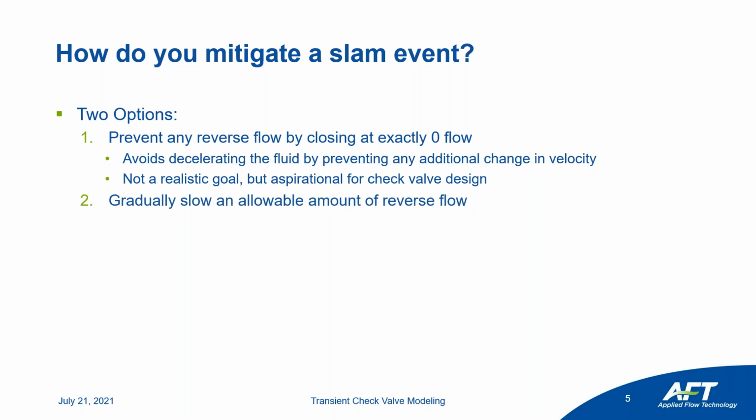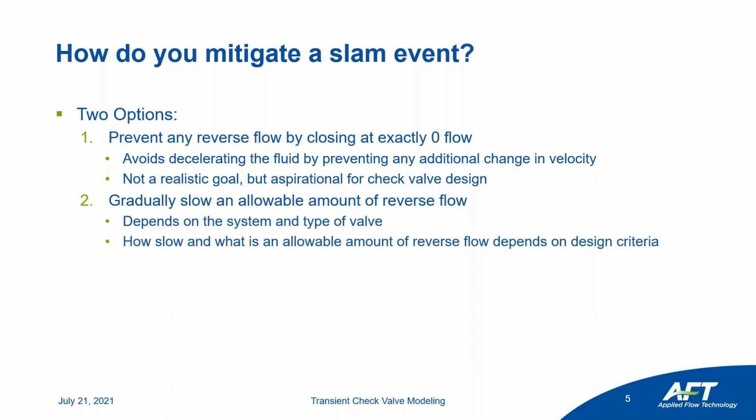An alternative is to gradually slow an allowable amount of reverse flow. Again, if we think back to a traditional valve closure and we get into that mindset, if instead of slamming the valve closed, we gradually close it over a much longer time, that'll mitigate a very high pressure rise. So that'll mitigate that check valve slam that we're trying to avoid. Again, this is going to largely depend on the system and the type of valve. The other criteria of how slowly you can close that valve, or what's an allowable amount of reverse flow to go through your pump if that's the component that you're protecting, a lot of that's going to be informed by different design criteria.